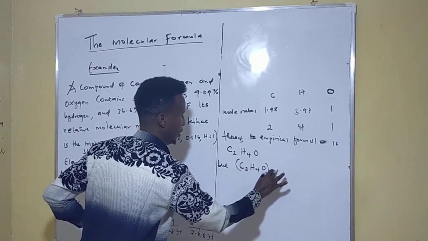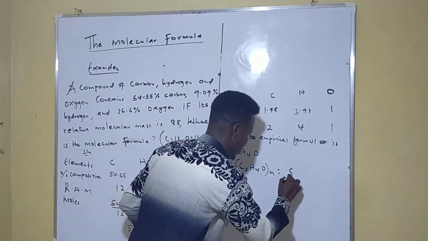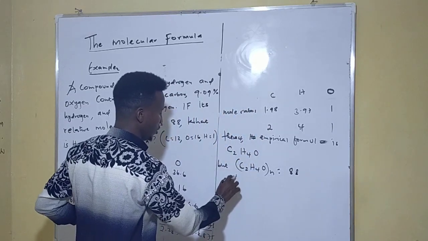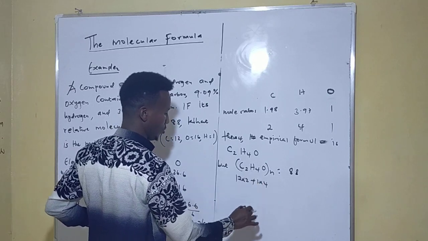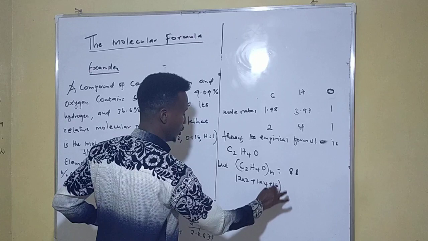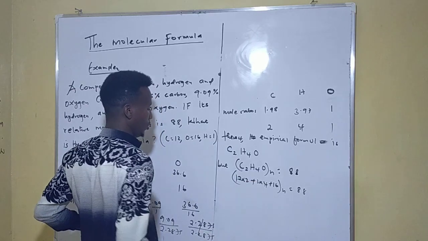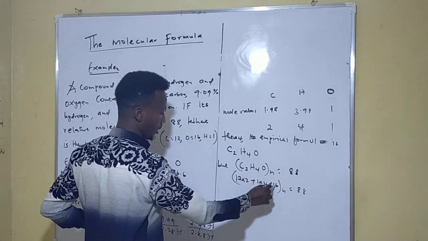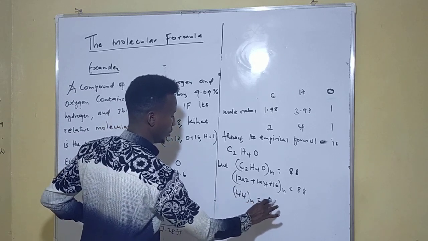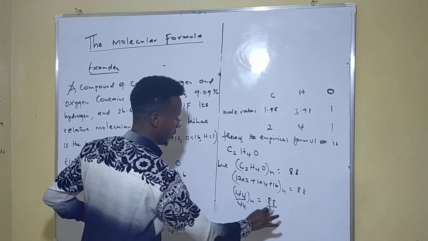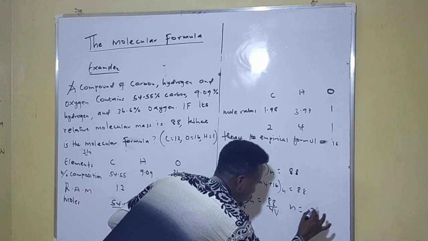C2H4O into N is equal to, come back to the question, the relative molecular mass, which is 88. So we can say 12 times 2, because carbon is 12, plus 1 times 4, which is hydrogen. Plus 16, into N is equal to 88. So 24 plus 4, 28. 28 plus 16, 44. 44 into N is equal to 88. Divide both sides by 44, cancel. So N is equal to 2.